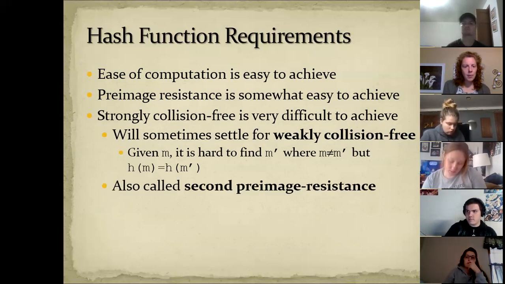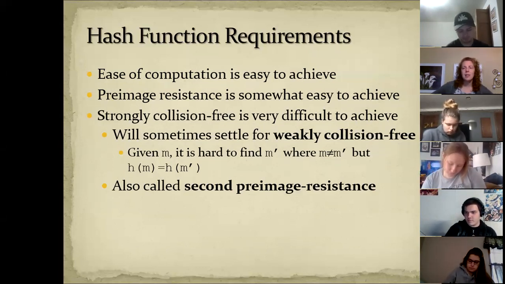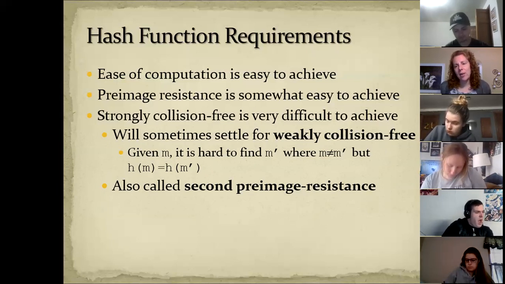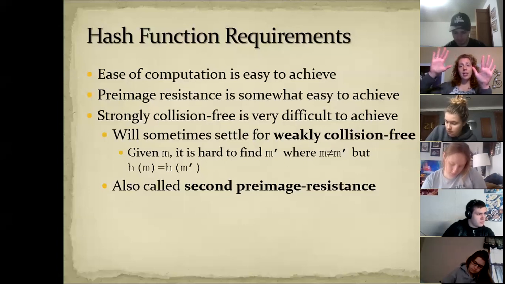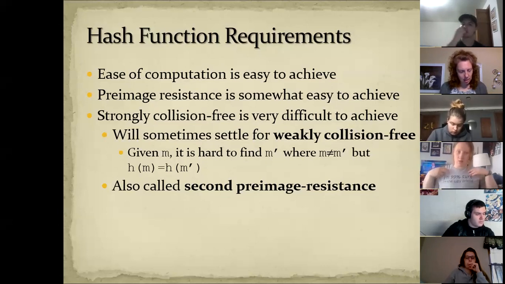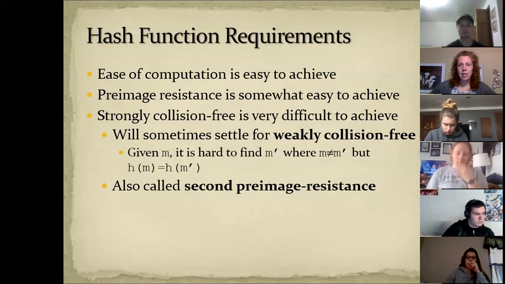Good. Okay, cool. All right, this is sometimes called second pre-image resistance. Sometimes weakly collision-free is also called second pre-image resistance. That's what this is sometimes called. You have a function, you're trying to find another one, another pre-image that hashes to the same thing. So sometimes called second pre-image resistance. Okay. Questions up to this point before we talk about where we might use hash functions? Anybody, anything up to this point?